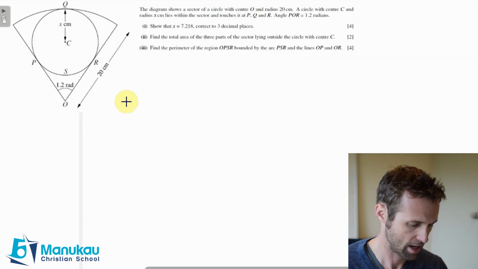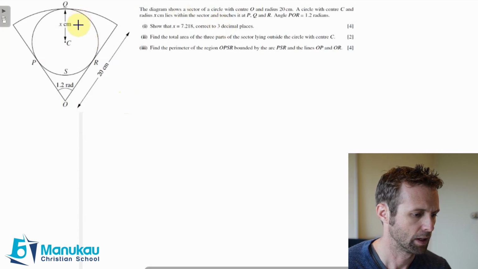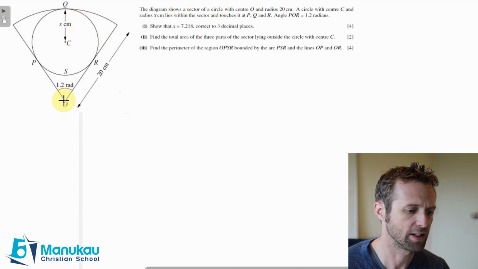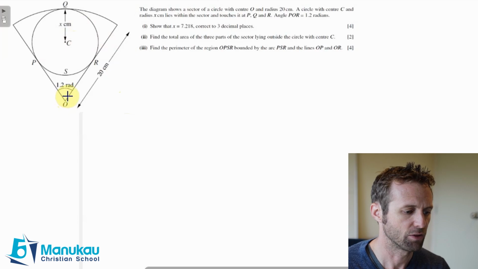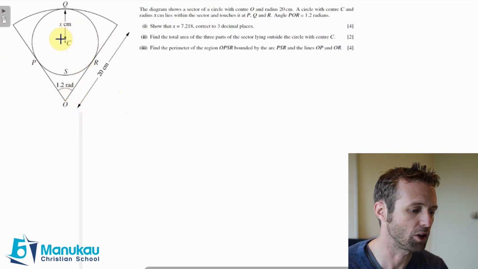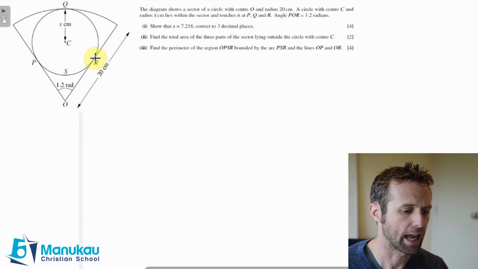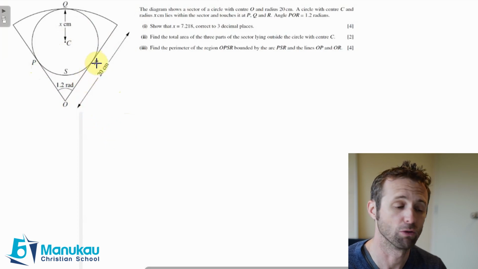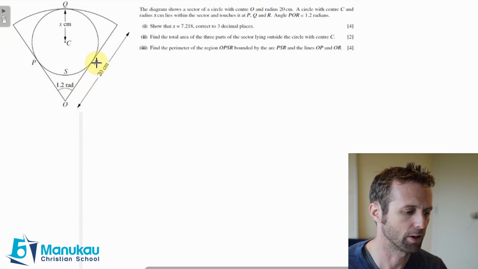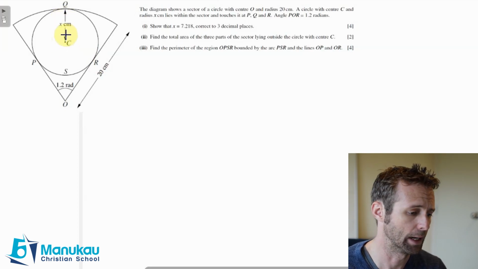It's got a centre at O. There is our centre, and then its radius is 20. You can see that. And a circle with centre C lies within the sector, and it touches at three places, P, Q and R. And the angle POR is 1.2 radians. And we first of all have to figure out what x is. Well, x is the radius of this smaller circle here.